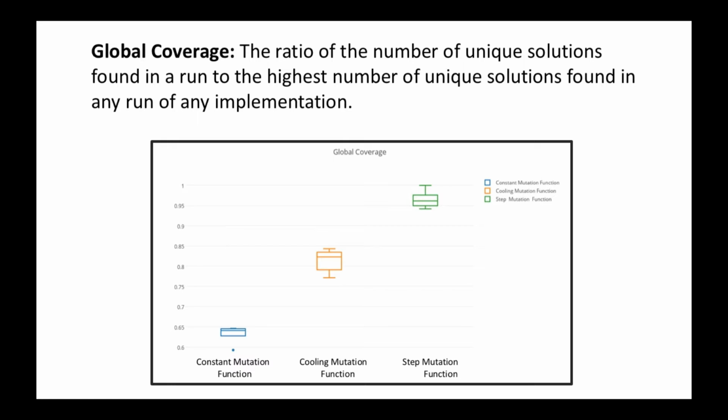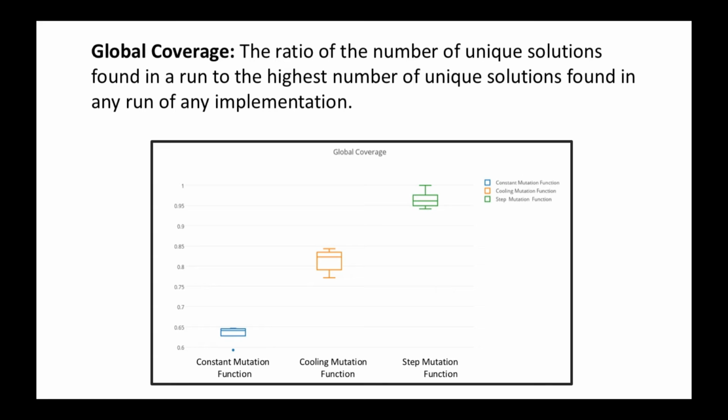The three versions were compared in terms of global coverage, that is, the ratio of the number of unique solutions found in a run to the highest number of unique solutions found by any run. This is the graph of global coverage for all three versions for the given problem. It can be seen in the graph that the dynamic versions of MapElites have a higher coverage than the MapElites algorithm.